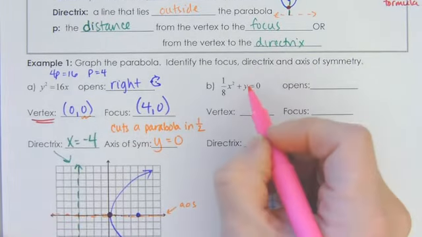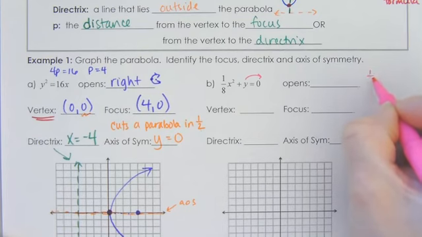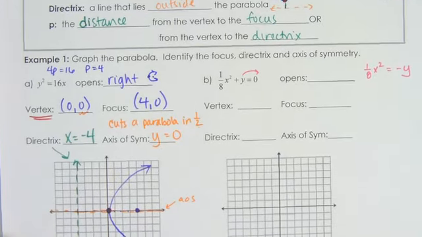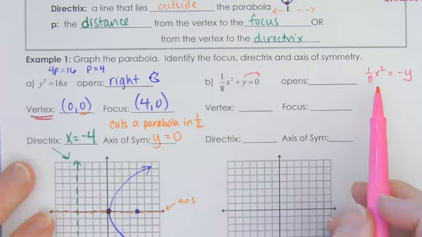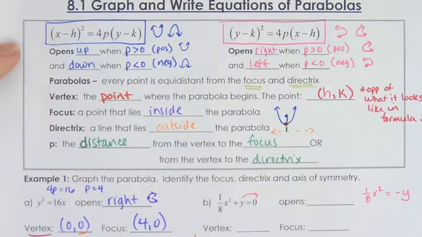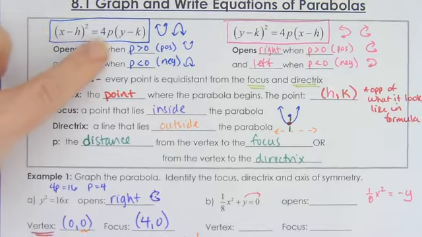I'm going to subtract that y over. So this formula looks like this: 1/8 x squared equals negative y. Now also notice that it still does not quite look like this because I don't have a number in front of the x squared. I have a number in front of the y.